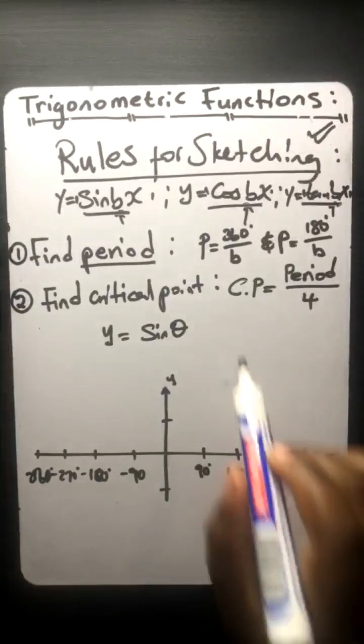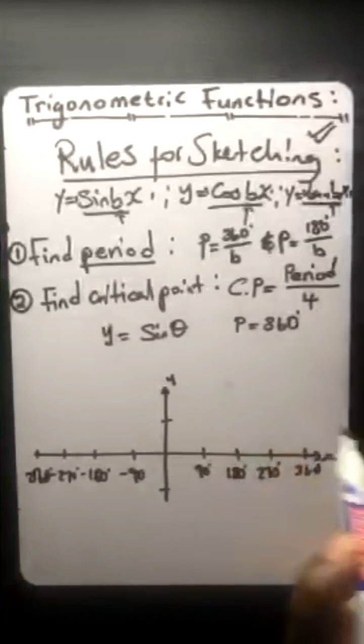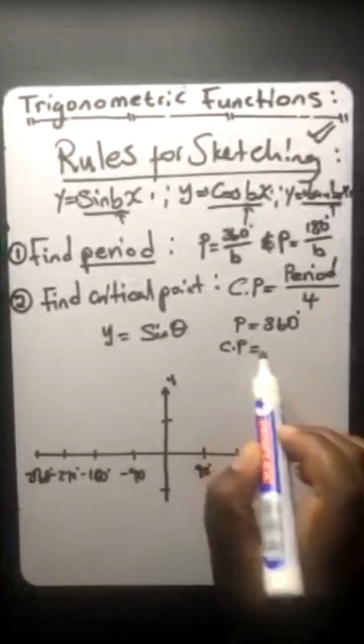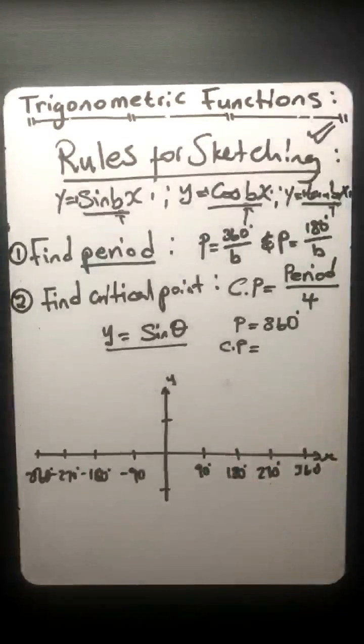360. 100%. The period is 360 degrees. And then, what are the critical points for this function? It's negative 360, negative 270, negative 180, negative 90, and then 90, 180, 270, and 360.